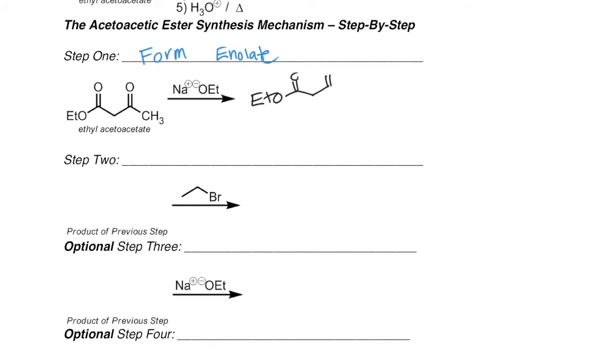So always the alpha carbon has an alpha H. Notice I'm not symmetric anymore. On the other side, I have a ketone. So how did that come off? The lone pairs on my base took off. Oops, I didn't draw my H. There's my alpha H's. There we go.